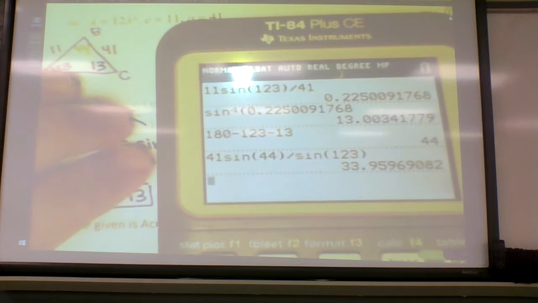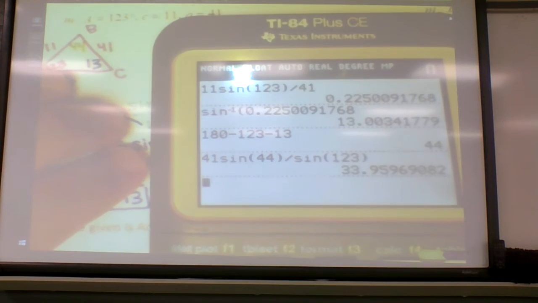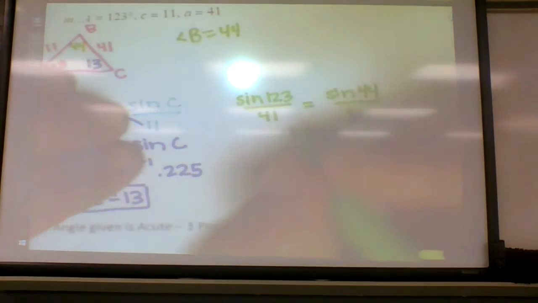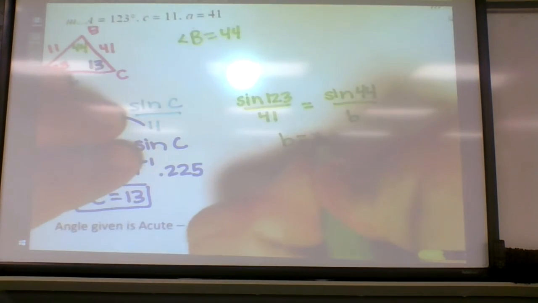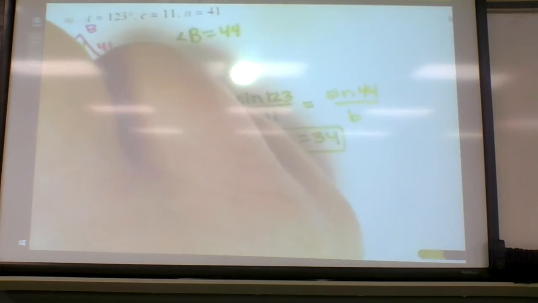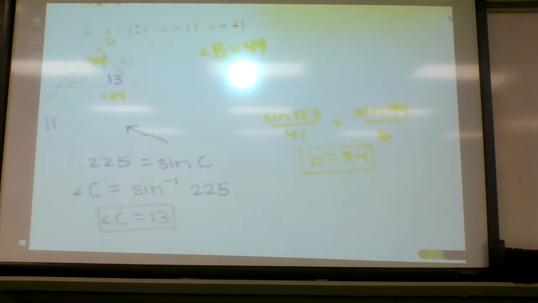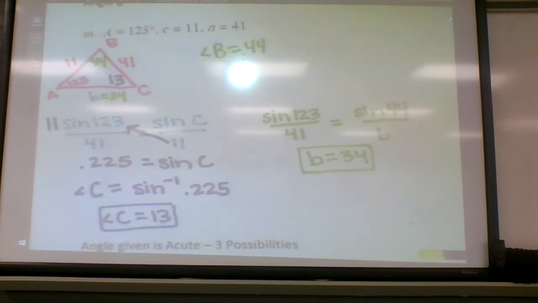And rounding to one decimal point for the side, that would be 34, right? Just rounds to a nice 34. So side B is equal to 34. All right, and in our triangle, is the biggest side across from the biggest angle? Yes. And the smallest side across from the smallest angle? Yes, so we have some pretty good confidence that we've done it correctly, yes?